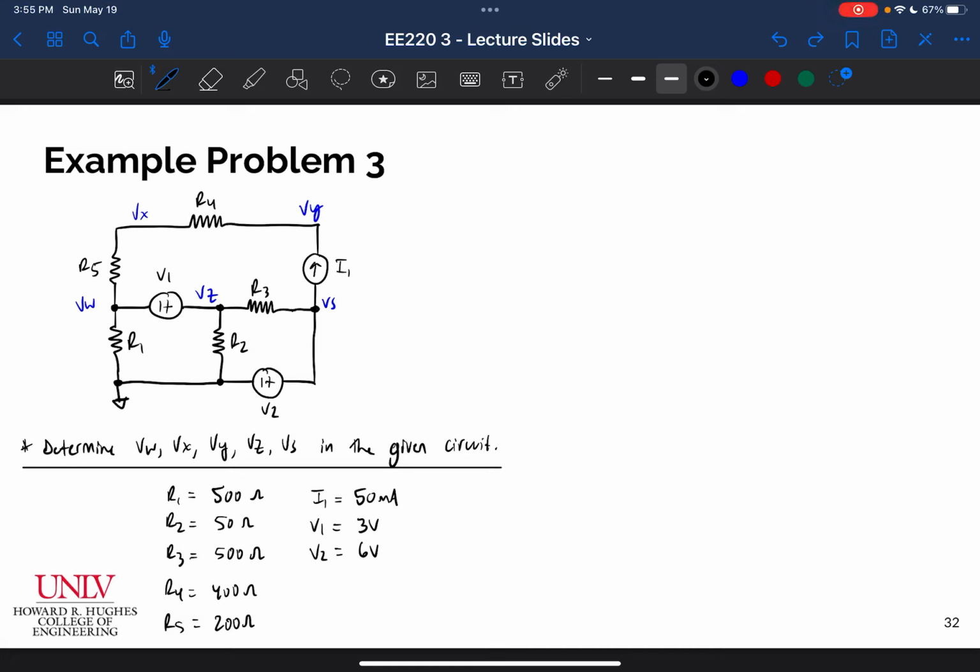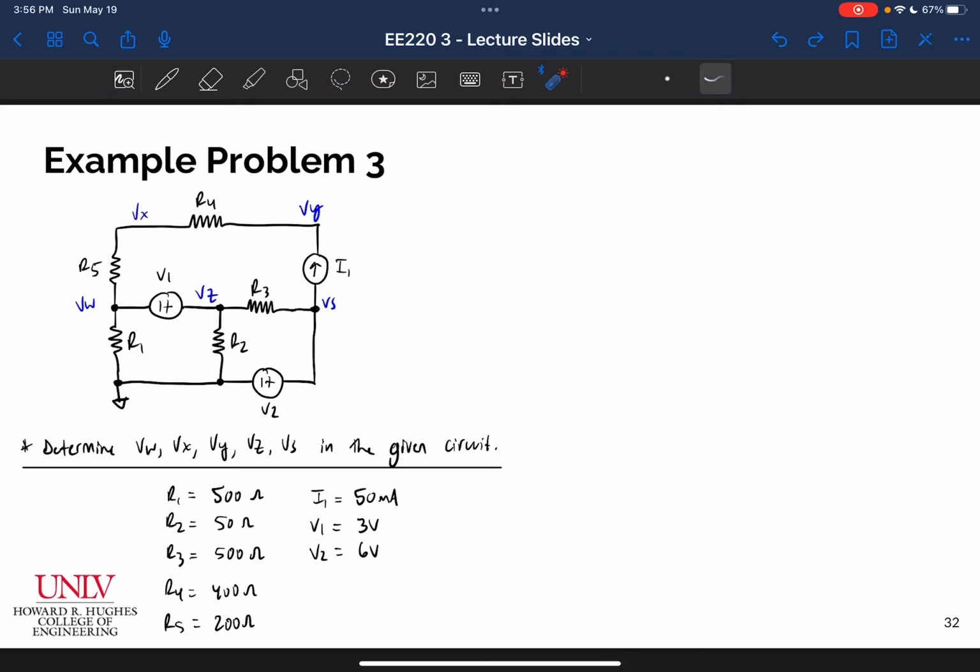All right, so we're on to our last example problem of this module. I've set up a circuit right here, and as you can see from the instructions, I want to determine VW, VX, VY, VZ, and VS in the following circuit.